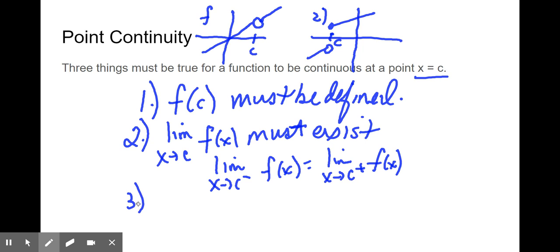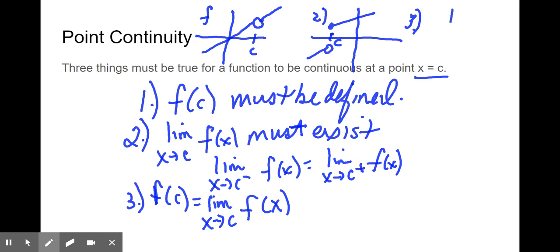And finally, the one that's, I guess, the trickiest of the 3 that also needs to be true. Basically, what we're saying here is numbers 1 and 2 must be equal. F of c must equal the limit as x goes to c of f. All right, and let me show you here a picture of that condition being violated. It's probably the least obvious of the 3. But there it is, okay?